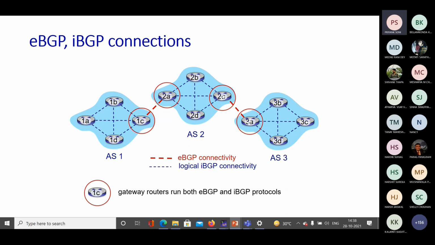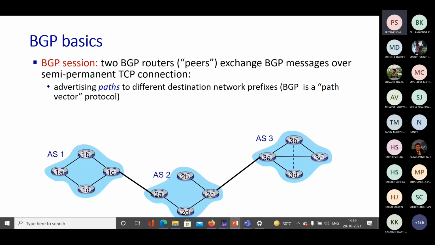Okay. Now, how does this BGP work? The gateway routers that are here, which have been circled here, run both eBGP and iBGP protocols. So how does BGP work? Whenever a BGP session starts, we will have two BGP routers that will exchange BGP messages over a semi-permanent TCP connection.